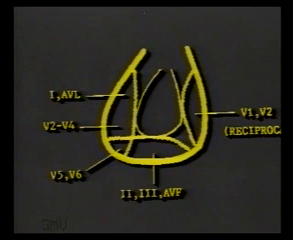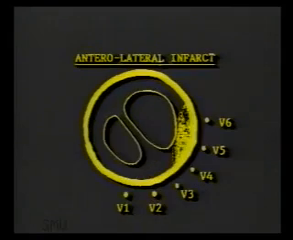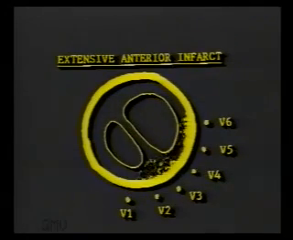The extent of anterior wall infarct can be further studied in the chest leads. If the ST segment elevation is seen in the leads V2 to V4, it is an anteroseptal infarct. In anteroseptal infarct, the changes may not appear in leads 1 and AVL. If the ST segment elevation is seen in leads V4 to V6, that is lateral chest leads, it is an anterolateral infarct. And if it is seen in all the chest leads, it is an extensive anterior wall infarct.